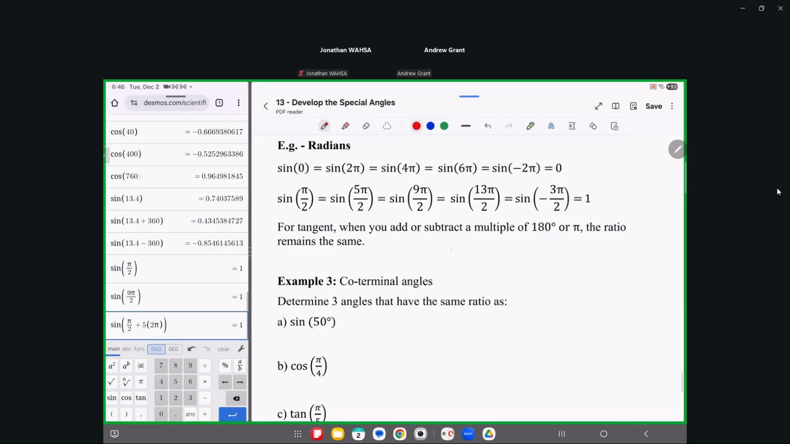Tangent has the same thing, except it's 180 degrees instead. So exactly the same. Tan of 30 degrees is equal to tan of 30 plus 180, which is the same thing as tan of 30 minus 180. So here they necessitate the use of 180 degrees instead. We will study in a later lesson why that's the case.